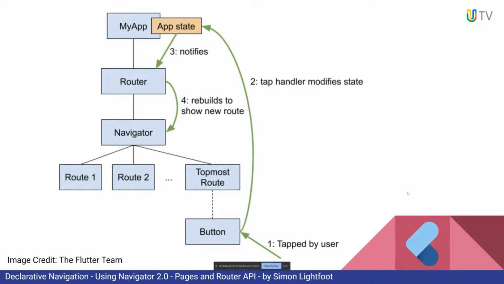Then that notifies the router that those things have changed using a standard change notifier interface. So just do notify listeners. That then tells it to rebuild the UI, rebuild the navigator with a new set of pages, and then the pages are going to change, right? The router's going to change. So that's the flow. It's a very similar flow that we see with anything else that you've done in Flutter where you might press a button and something occurs.